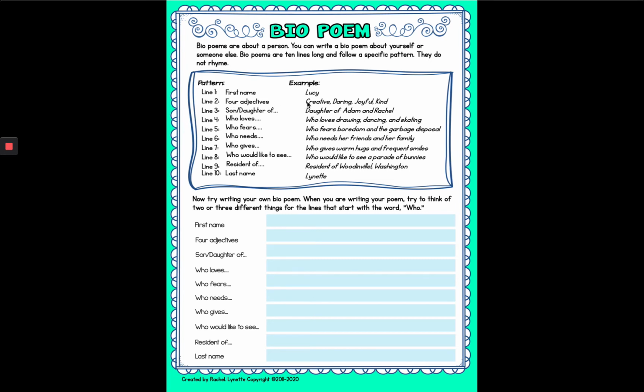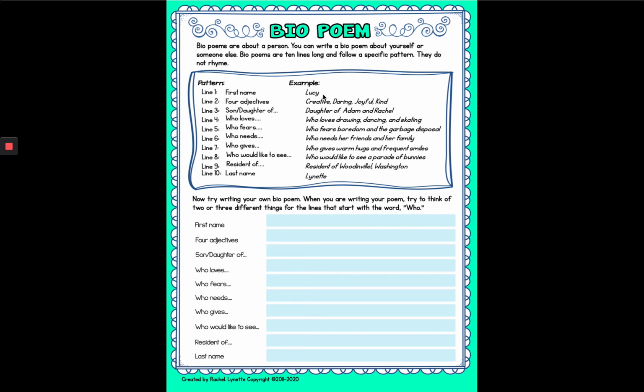Line 2 is 4 adjectives. So this example was Lucy. She said she was creative, daring, joyful, and kind. Now, if you don't remember what an adjective is, that's a describing word. And if you head over to the poetry section in our Google Classroom, you will see I put a lot of resources there to help you. I have nouns, verbs, adjectives, adverbs. I have some videos up there for you to watch in case you need some reminders on these words.